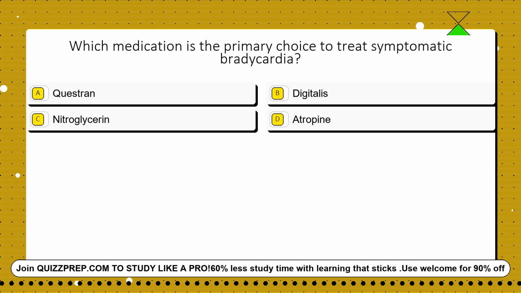Question 69. Which medication is the primary choice to treat symptomatic bradycardia? Option A, Cafcit. Option B, digitalis. Option C, nitroglycerin. Option D, atropine.